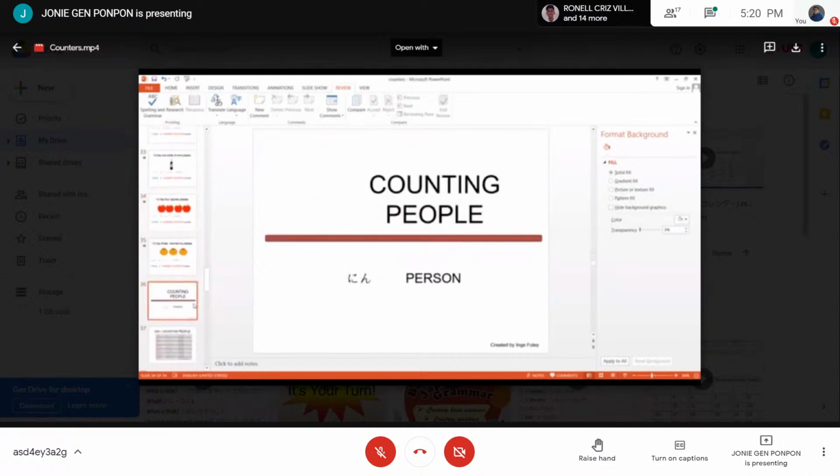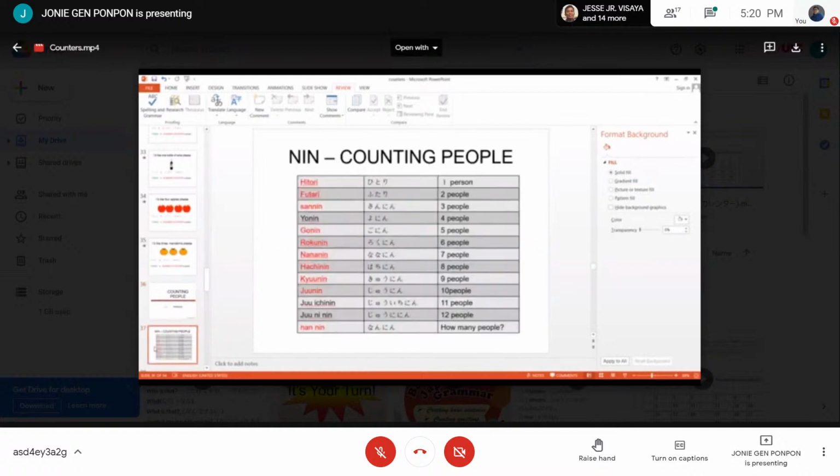Okay, next. How about you count people? How to count people? So, first, in questioning how many people are there, it is not ikutsu imasu ka. Okay? Ikutsu imasu ka? No, not ikutsu desu ka? Okay, so ikutsu will be for objects. So if you want to ask how many people, you will ask nan nin desu ka? Okay? Nan nin desu ka?